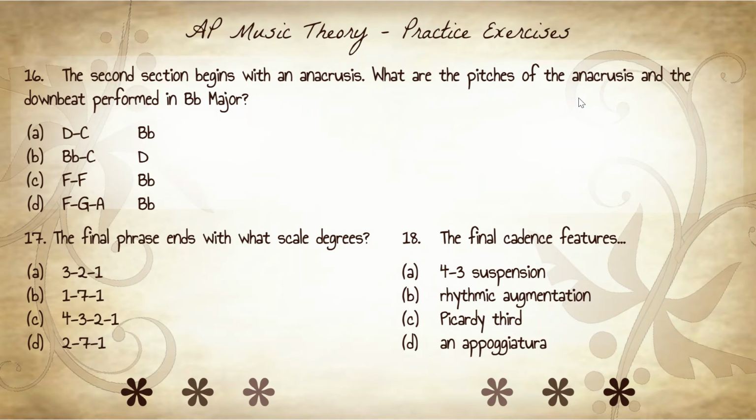Before listening to the entire excerpt, we'll go through these three questions as well. So, question 16. The second section begins with an anacrusis. What are the pitches of the anacrusis and the downbeat performed in B flat major? Is it A, D to C and B flat, B, B flat to C and then D, C, F to F and then B flat, or D, F, G, A and then B flat?